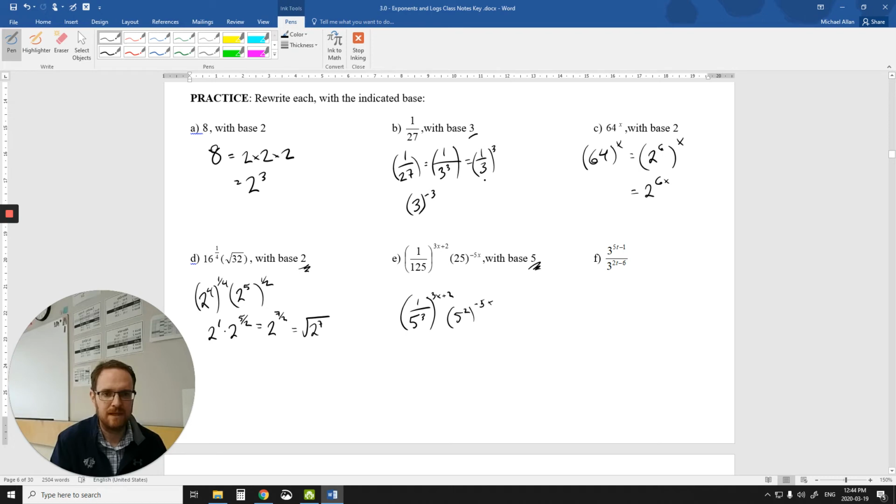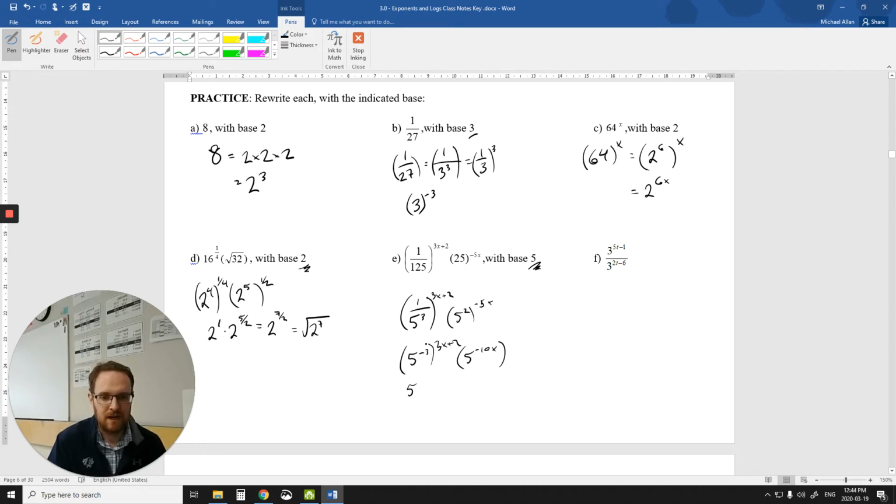This is going to be the same thing. I'm just going to take the reciprocal of that and change the exponent to negative. So this turns into 5 to the power of negative 3, and then I have 3x plus 2. And this one I'm just going to apply the power of the power rule. So that's 5 to the negative 10x.